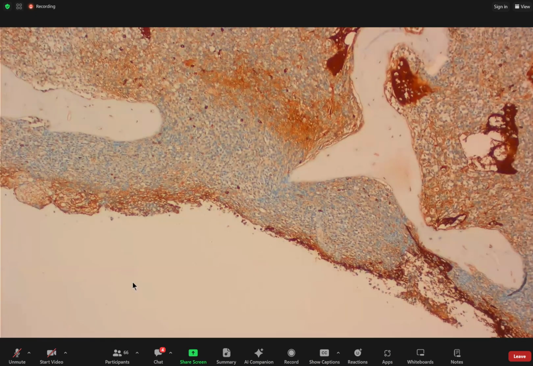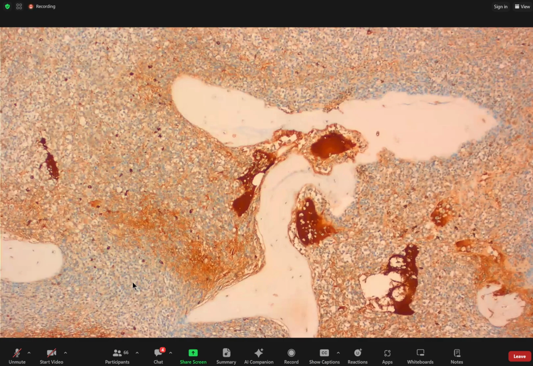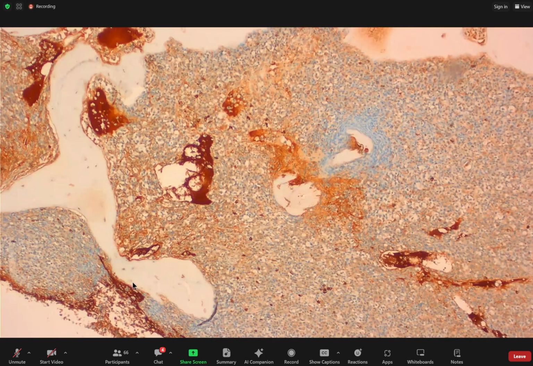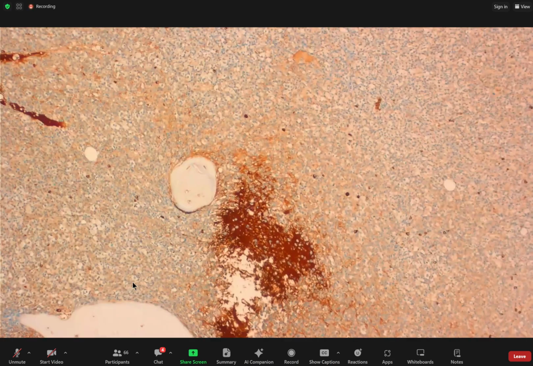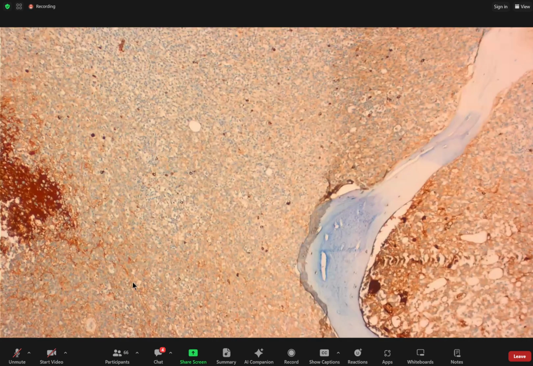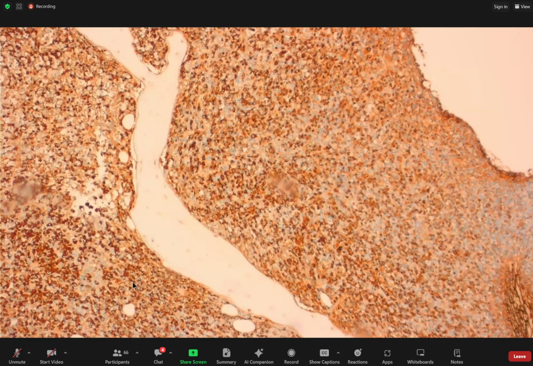Next for my kappa and lambda. This is my lambda. Very few cells taking up lambda. And next is my kappa. Very nice. The majority of the cells are expressing kappa rather than lambda.